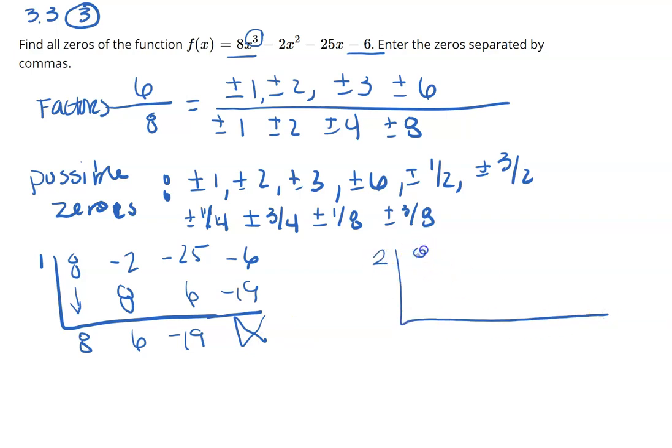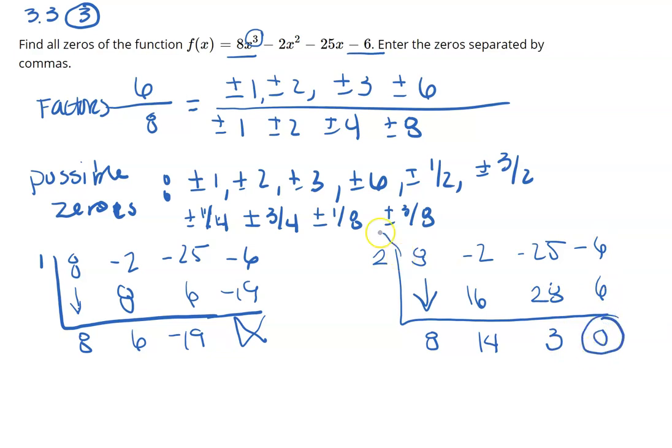Let's go a little bit larger numbers. So 8, -2, -25, -6. So I'm going to bring down my 8, multiply, and then add vertically. Multiply, and then add vertically. Oh, this is looking good. And then add, so it gave me a remainder of 0. So that tells me 2 is a zero of this function.